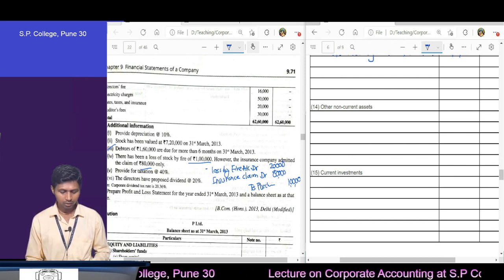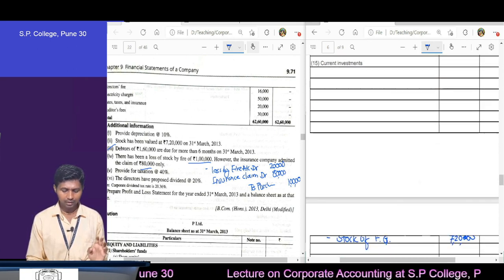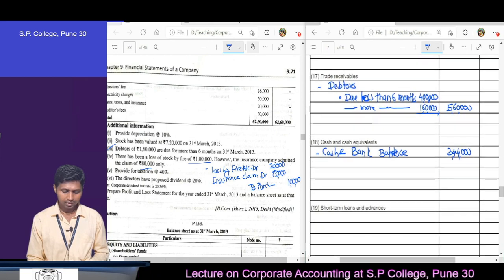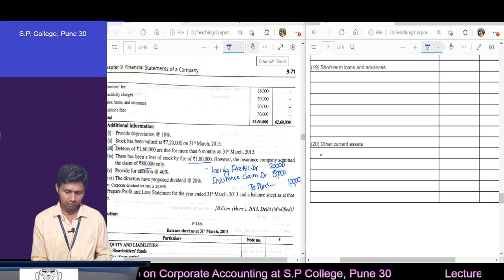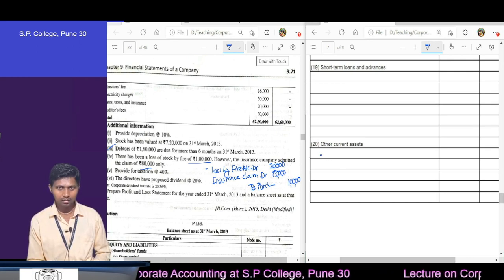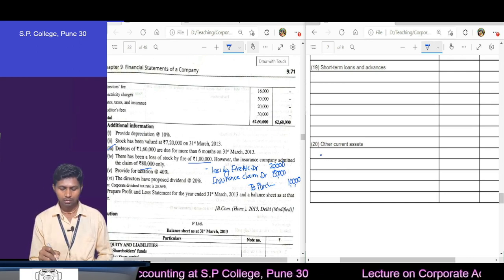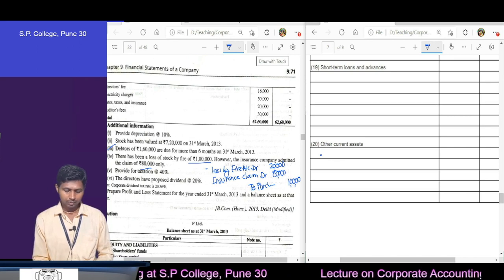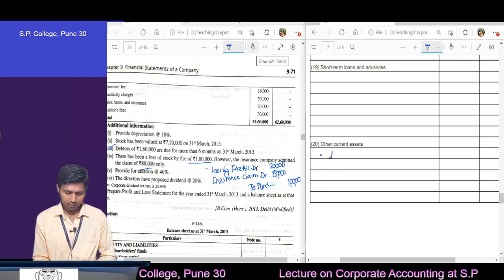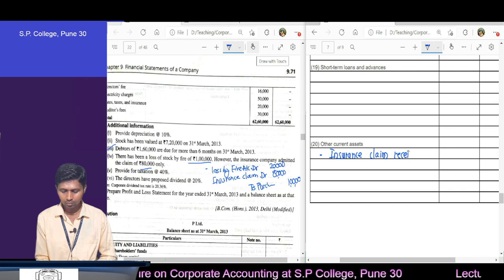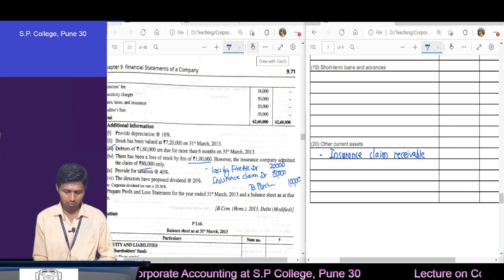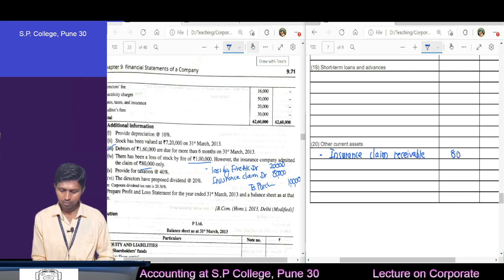But short term or long term? You are not going to wait for years together. Yes, we will ask them to pay immediately. Therefore, in other current assets, in the other category, short term, in the current category, right? Then insurance claim receivable, 80,000.